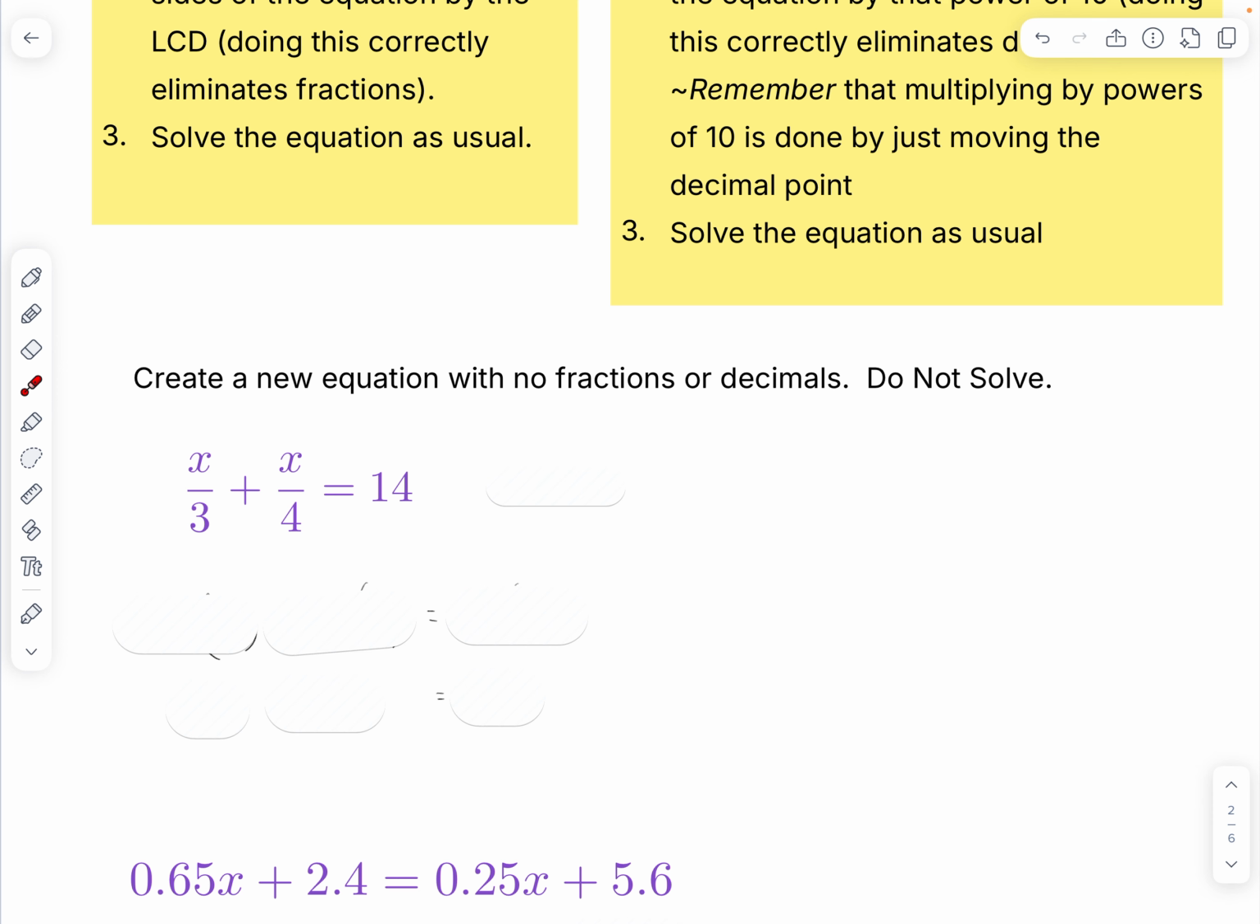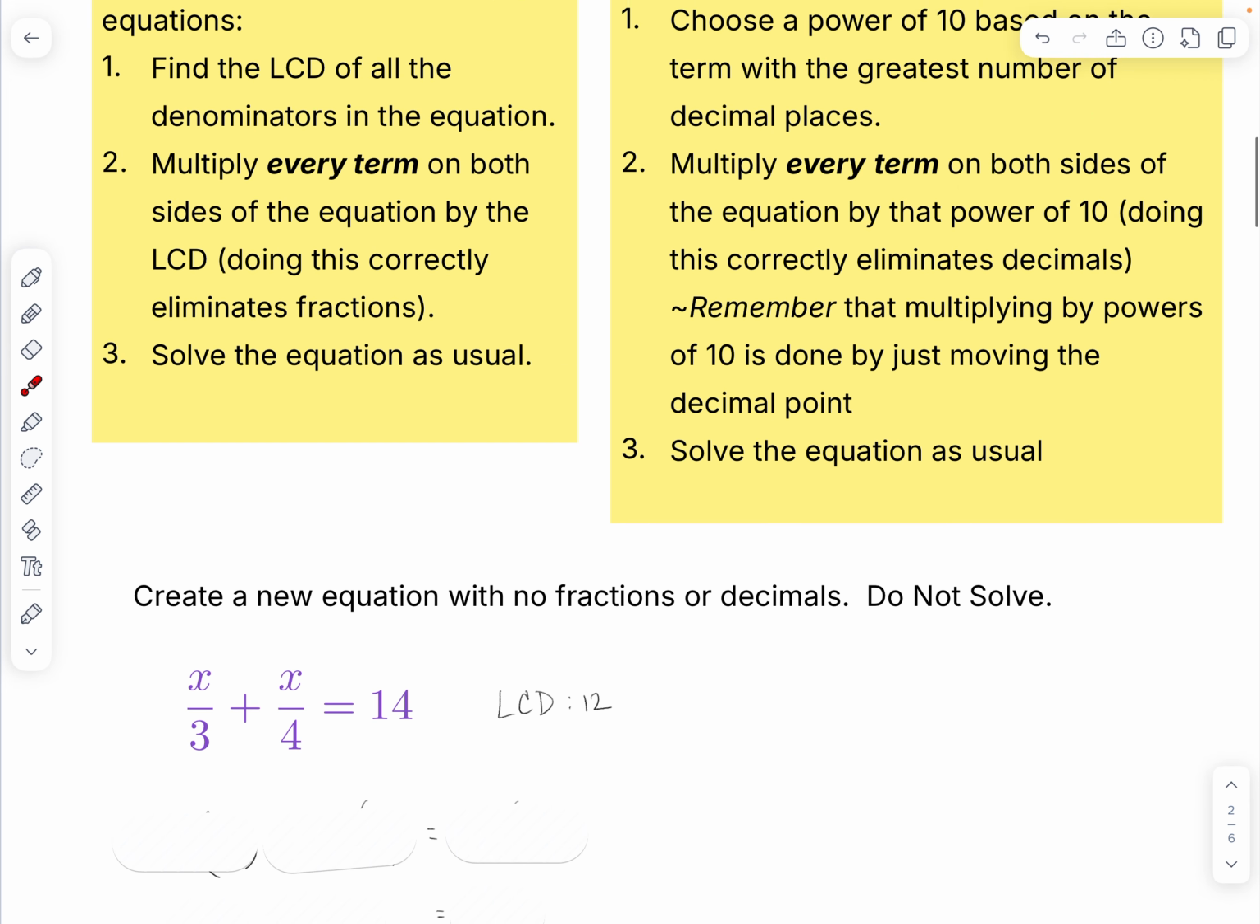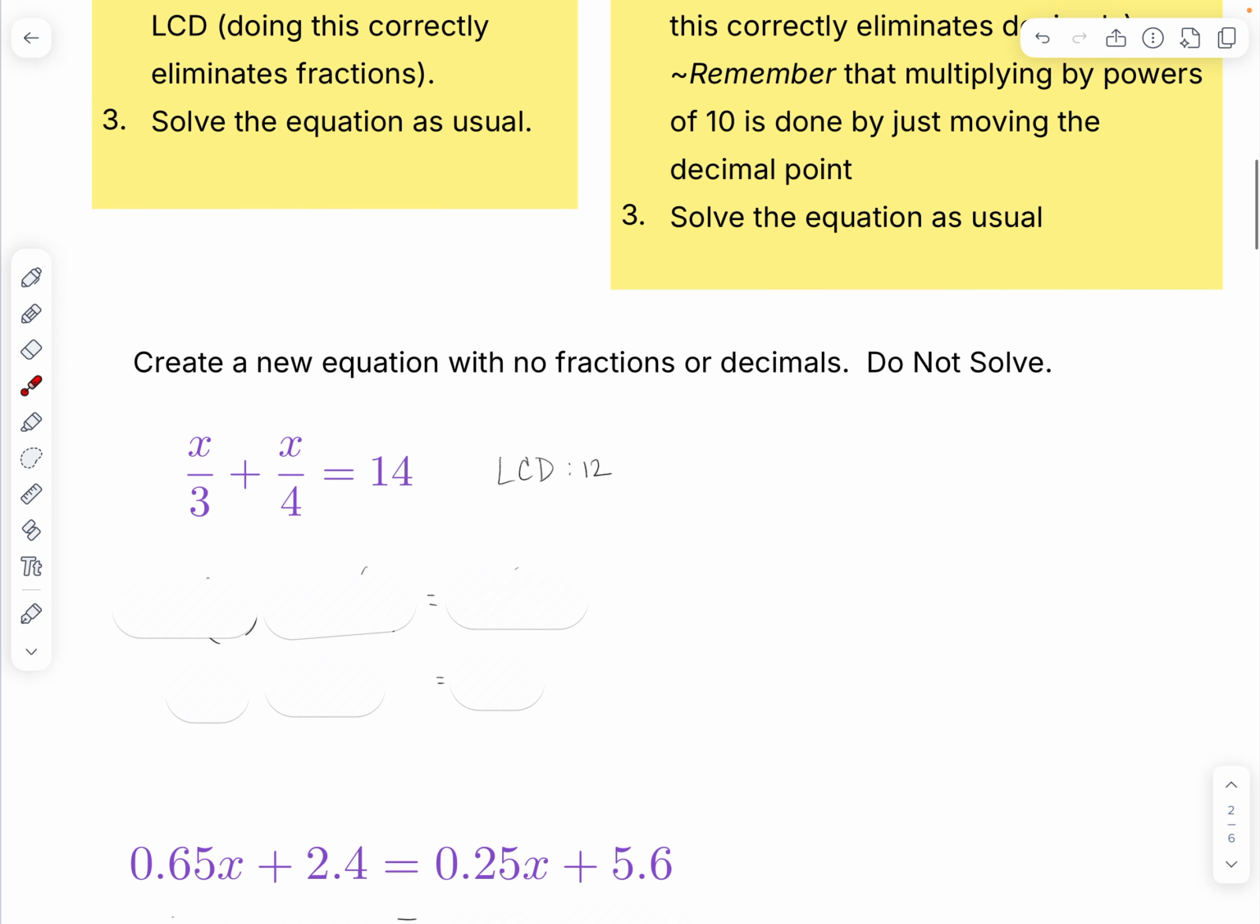All right, the first thing I need to do is figure out what my least common denominator is. And you'll see that I have a 3, a 4, and a 1. The lowest common denominator here is going to be a 12. And so then the second step says multiply every term, every single term. So I have three terms on both sides of the equation, by the least common denominator. If we do this correctly, this is going to eliminate all of our fractions.